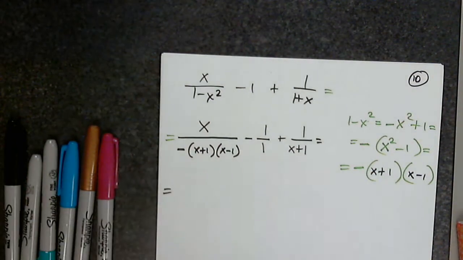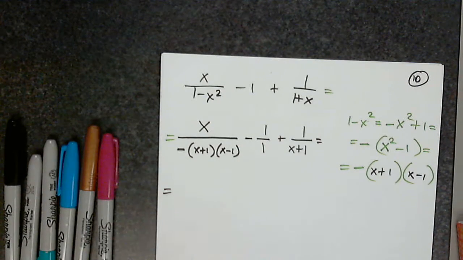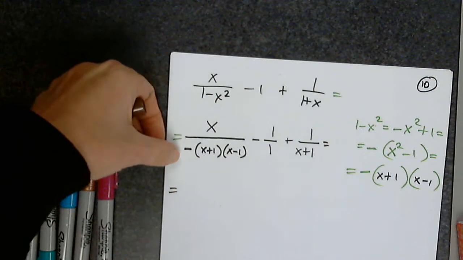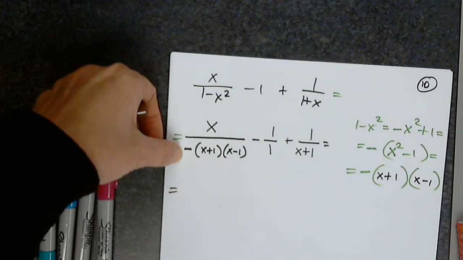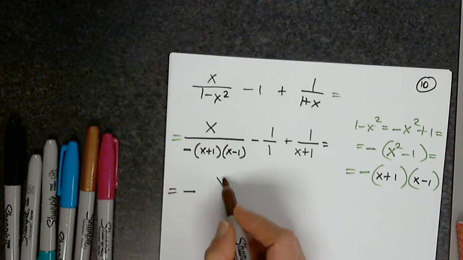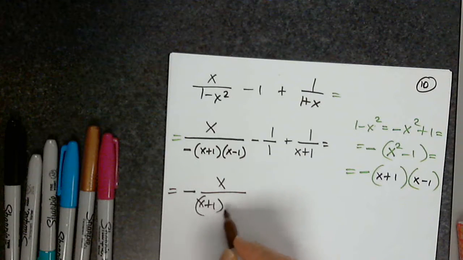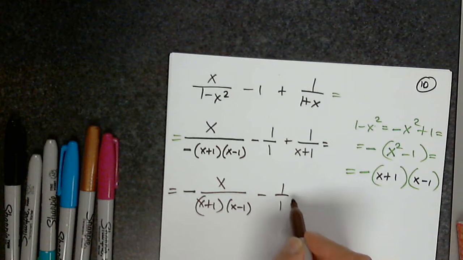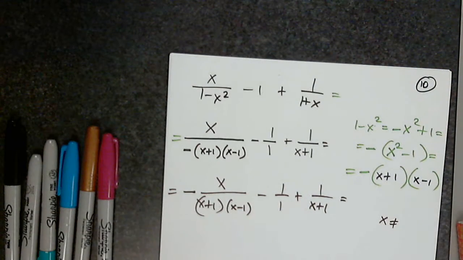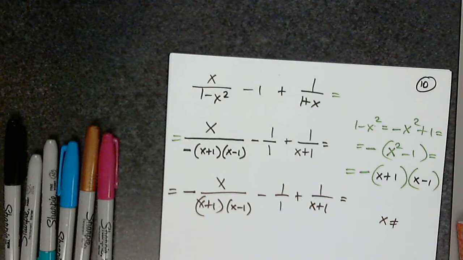Now, what did we do with that sign in the denominator? We looked at the numerator. We realized that this was positive. Positive divided by negative is negative, so that's why there is a negative now in front of the fraction line. X over x plus 1, x minus 1, minus 1 over 1, plus 1 over x plus 1. And you will give me 2 restrictions. So after 3 minutes, I only rearranged the problem so I can start finding the LCD. I didn't do anything yet.